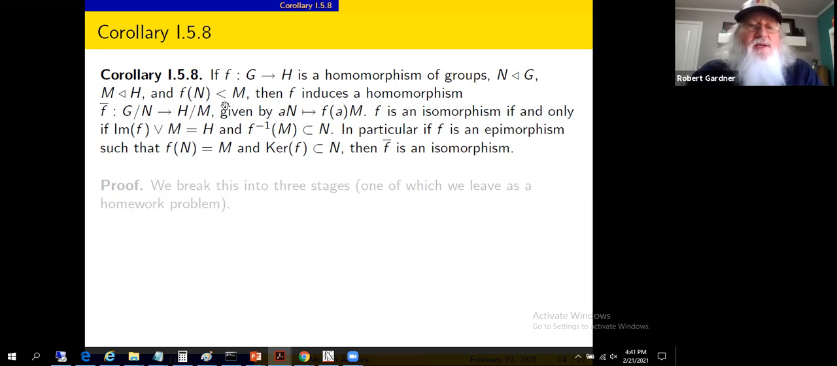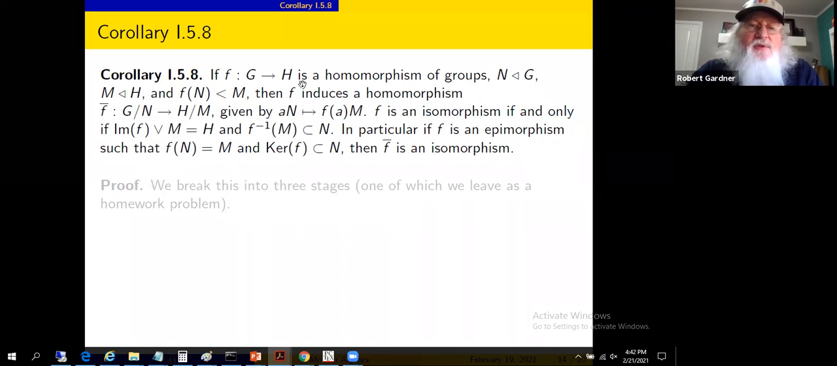And we've got this added condition that F of N is a subgroup of M. So the subgroup N of G is mapped by F into subgroup M of H. So there's a relationship between those subgroups and the mapping. So the first claim: F induces a homomorphism between these two quotient groups here. Next claim, F bar is an isomorphism if and only if the join of the image of F with M actually equals H. Makes sense, at least set-wise.